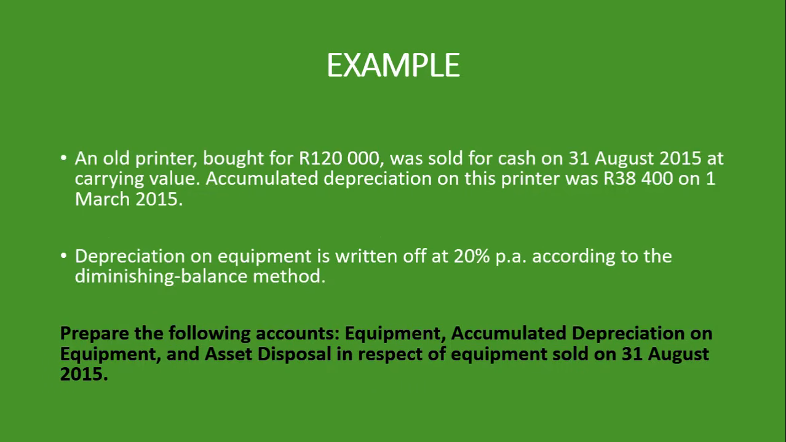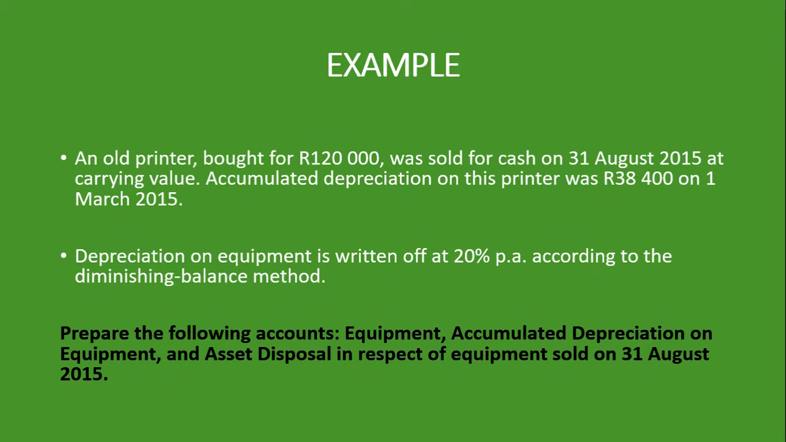So we have an example here which will help us understand what the asset disposal is all about and how to account for it. It tells us an old printer bought for 120,000 rand was sold for cash on the 31st of August 2015 at carrying value. Accumulated depreciation on this printer was 38,400 on the 1st of March 2015. Depreciation on equipment is written off at 20% per annum according to the diminishing balance method. And here are the requirements. It tells us that we need to prepare the following accounts: equipment, accumulated depreciation on equipment, and asset disposal in respect of equipment sold on the 31st of August 2015.